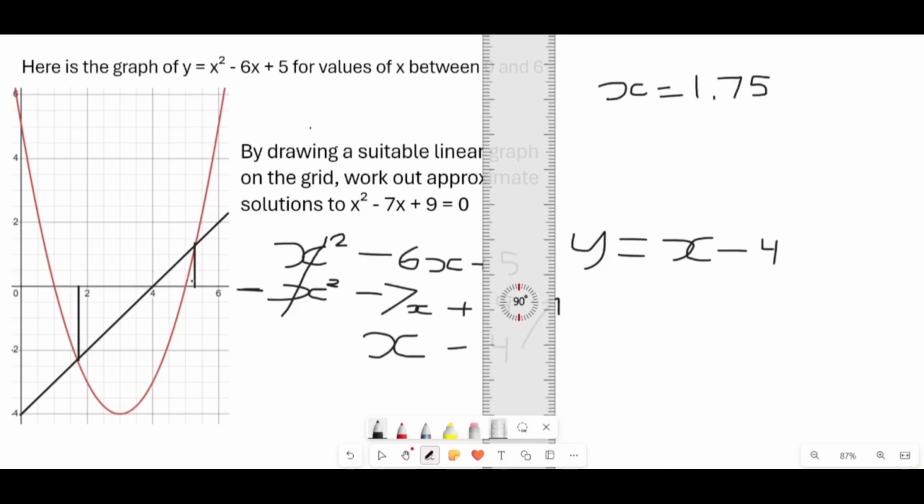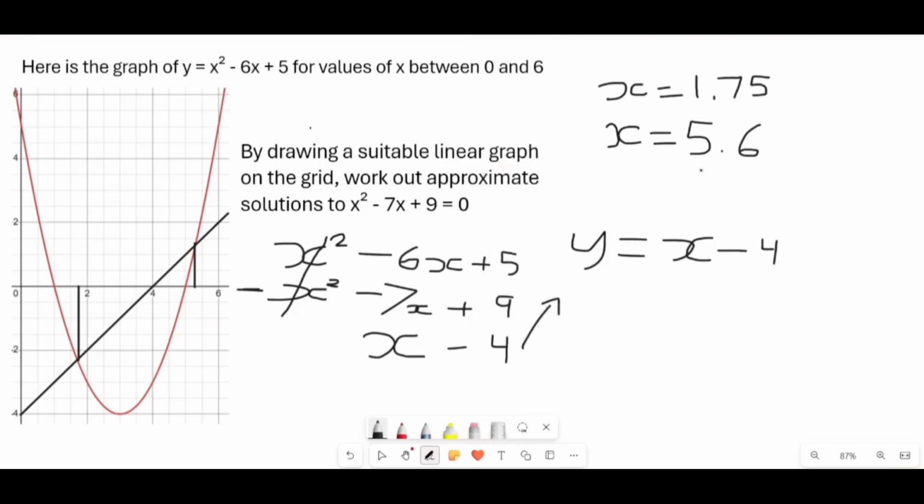And then if we look at the other one, I would say that's about halfway between, about 5.5. I'll say 5.6 though, because it's a little bit over halfway. And that's actually all you have to do. So obviously it'll probably be a bit clearer when you're drawing it on the actual paper, but those are your answers right there. So I hope this video helped, and I'll see you in the next part.